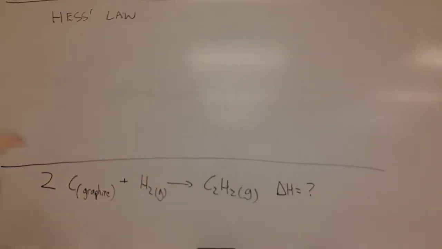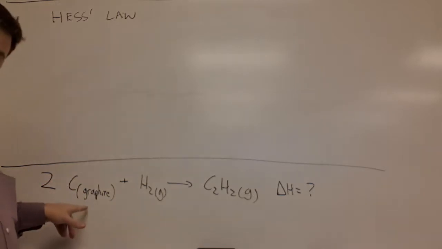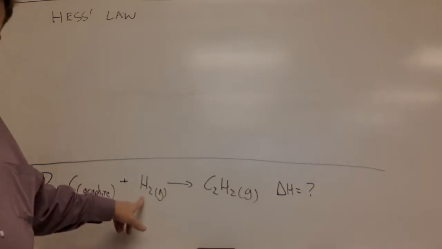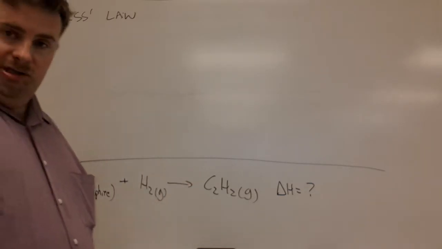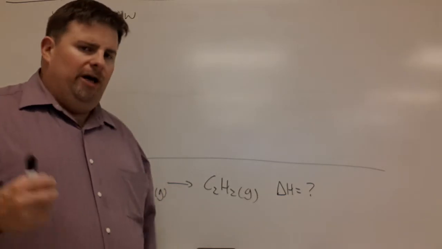Okay, so down here on the bottom, I've got my overall target reaction. So I asked myself the question, I am looking at how much energy is going to be released or required to take the allotrope of carbon, graphite, take two of those, react it with hydrogen gas, and get myself out acetylene. Okay, why am I doing this?